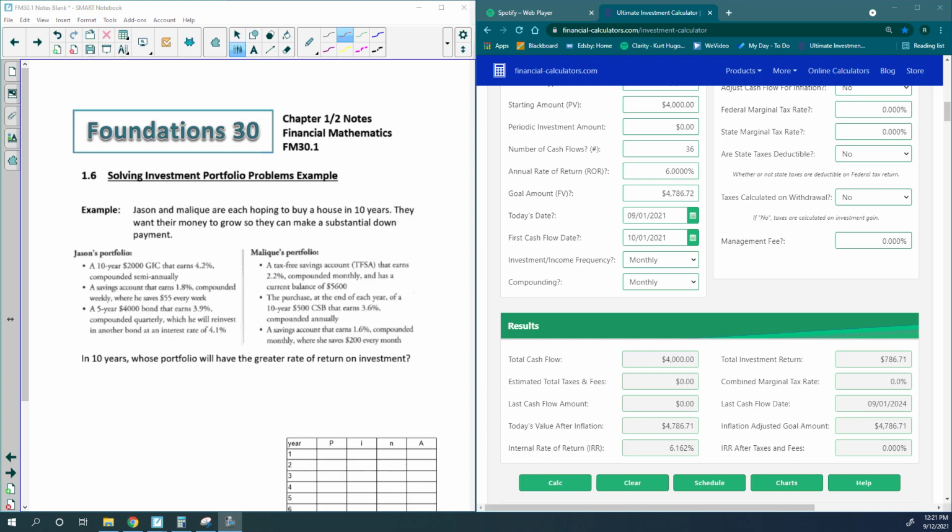Malik's portfolio is a tax-free savings account that earns 2.2% compounded monthly and has a current balance of $5,600. The purchase at the end of each year of a 10-year $5,000 CSB that earns 3.6% compounded annually, and a savings account that earns 1.6% compounded monthly, where she saves $200 every month.